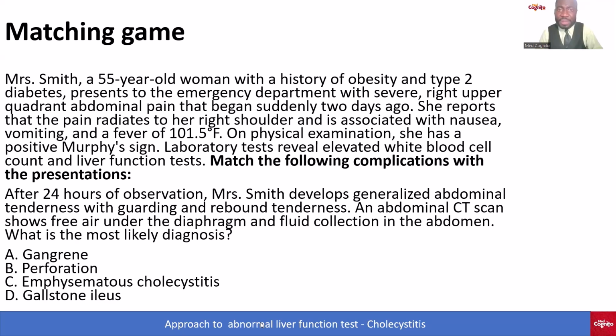I see that people are typing B, perforation. Beautiful. So look, the gangrene, you usually pick it up on ultrasound, but then the perforation, look at the way it is presented. Rebound tenderness, guarding, abdominal CT shows free air under the diaphragm. That means there's some perforation going on.